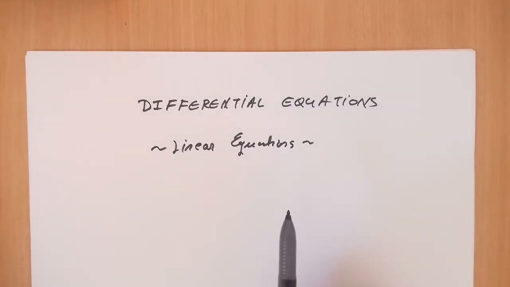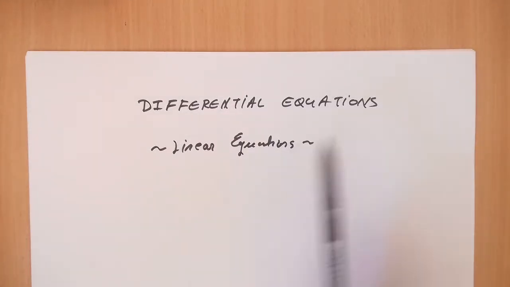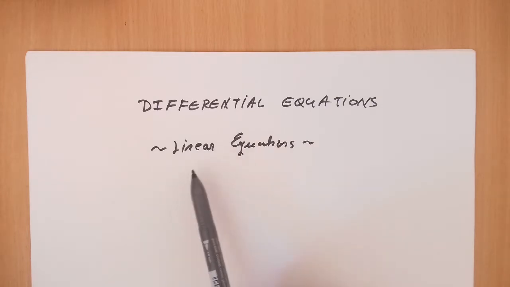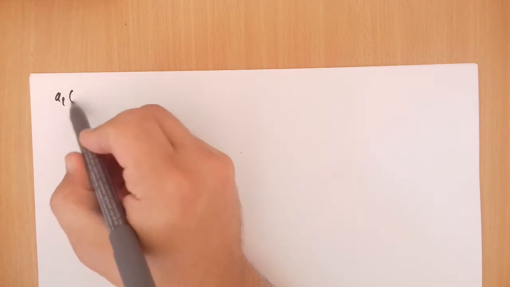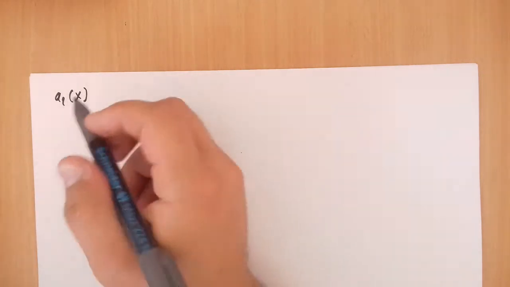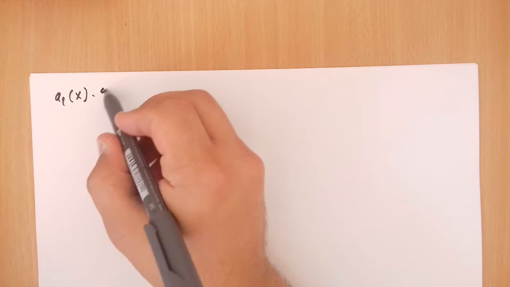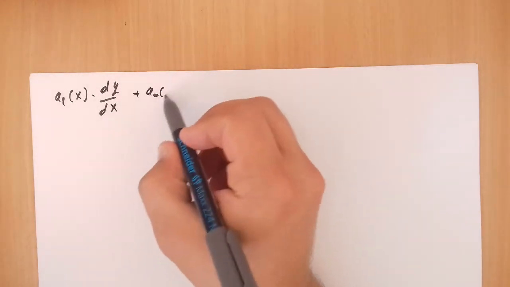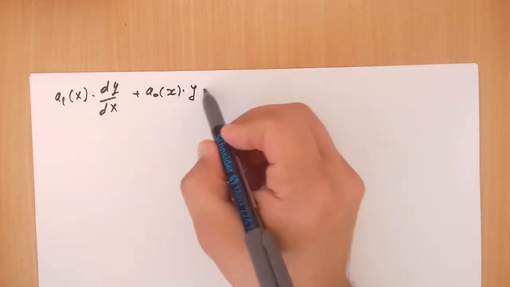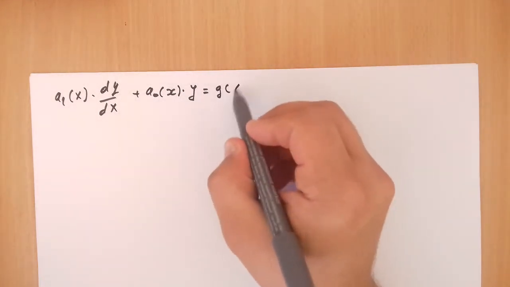So in this video I'm going to talk about differential equations, or in particular linear differential equations. So we will begin with the form of linear differential equations, which is a1 of x, so this is a function of x, times dy/dx plus a0 of x times y, which is equal to g of x.